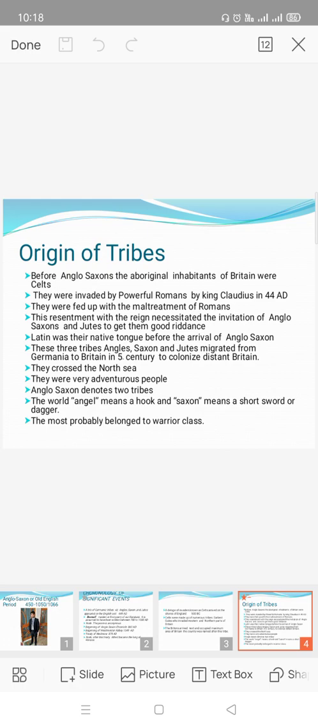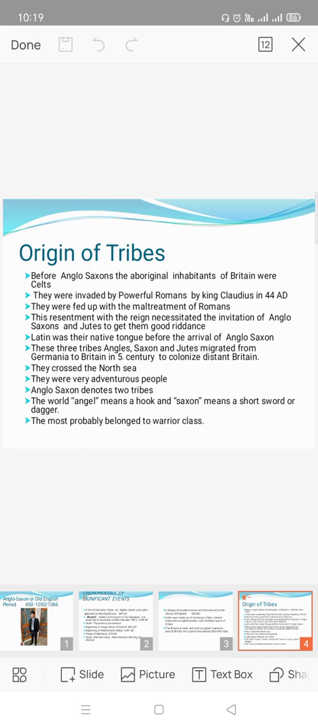So what is the origin of the tribes? Let us discuss briefly about it. Before the Anglo-Saxons, the aboriginal inhabitants of Britain were Celts. As I discussed a while ago, before the invasion of the Anglo-Saxons around 449, the aboriginal people of Britain were Britons.